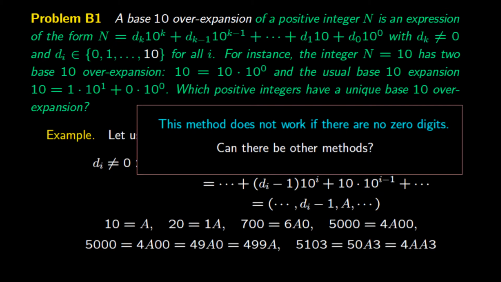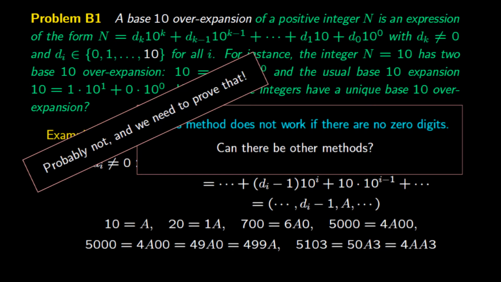We were using 0 digits, and if we don't have 0 digits in the usual expansion, we can't do this method. We have to ask ourselves if there can be other methods that we don't know about. Remember, in mathematics, we can sometimes prove that there cannot be anything we have not discovered. After you play around a little bit, you will be convinced that there can't be any more.